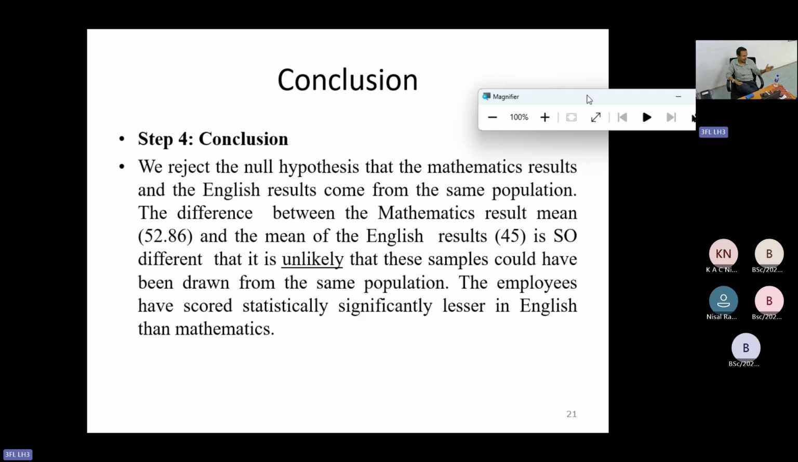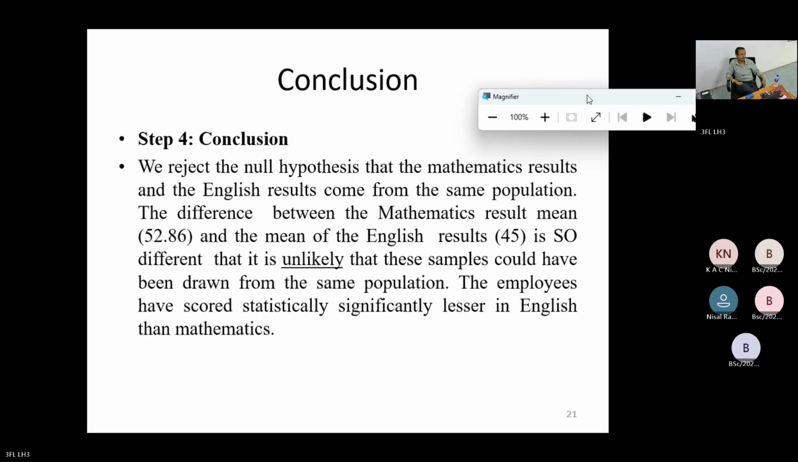What's the conclusion? Since the calculated sig value 0.0105 is less than 0.05, you reject the null hypothesis that there is no difference. There is a difference. So you could say there is a significant difference between these two results, the average mathematics mark and the average English mark. Is that clear?